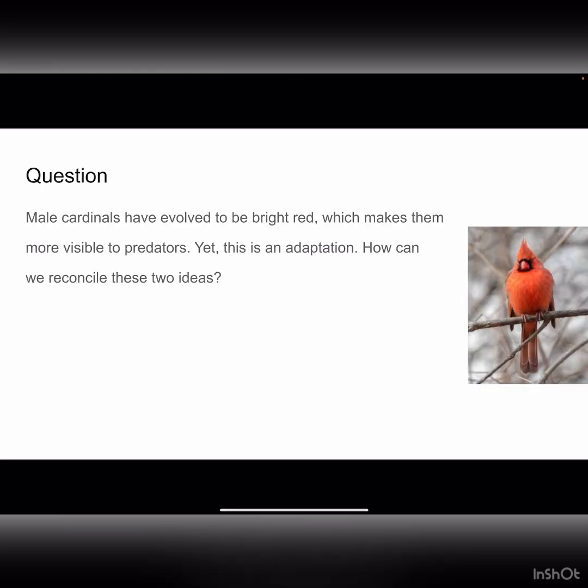Now, in the last few examples, every adaptation that each animal had made sense. But what about the quote-unquote bad adaptations? Let's look at this example of male cardinals. Male cardinals have evolved to be bright red, which makes them more visible to predators. Yet, this is an adaptation. How can we reconcile these two ideas? Take a moment to see what you can come up with.